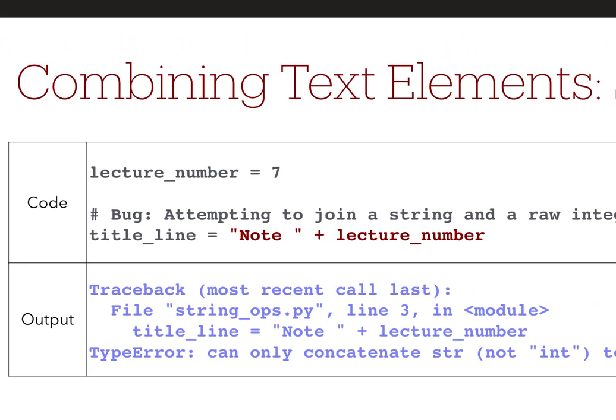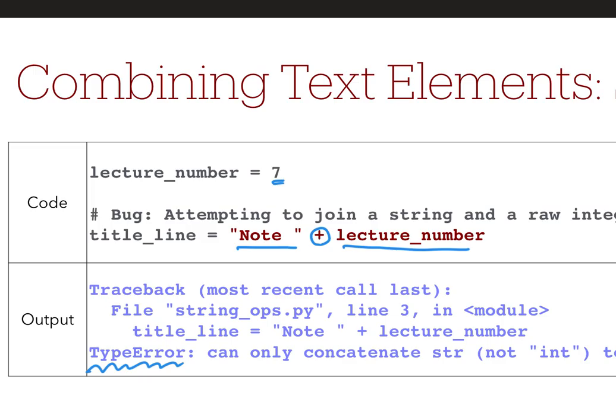Suppose that I have a variable, lecture number 7, and here is the title line. So if I have this note, and then if I want to print lecture number 7, then we have a problem because, as I said, this addition does not work when a character string and an integer are added. So you get an error message because Python does not know how to handle this addition.